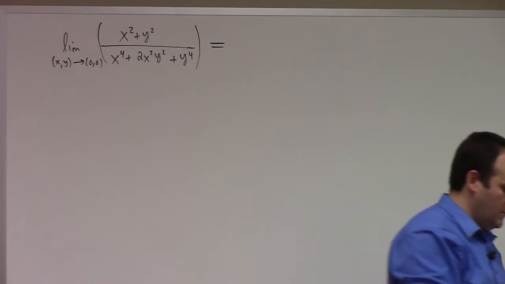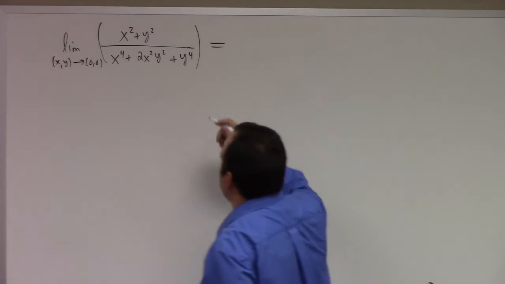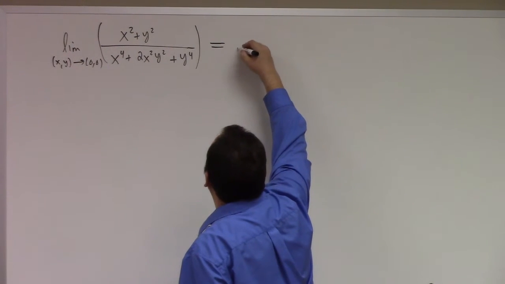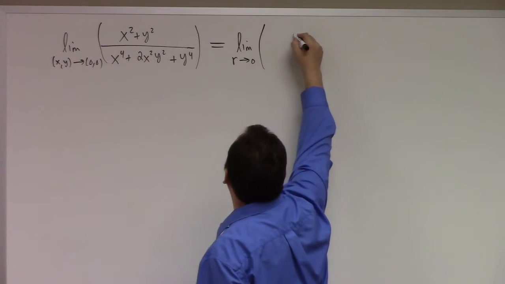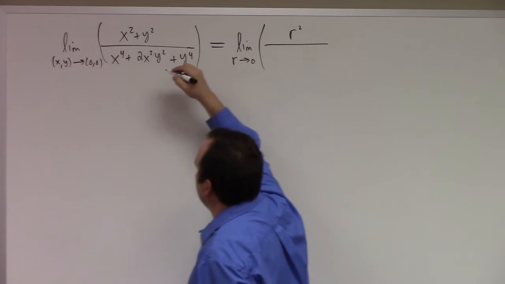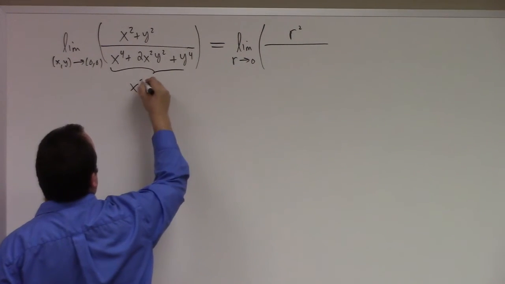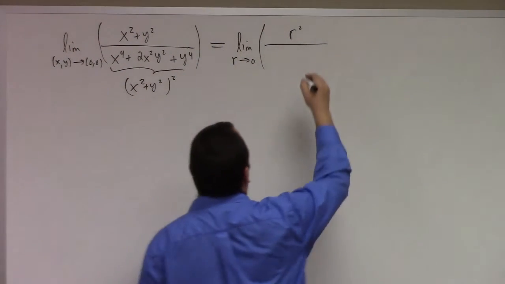My intuition is that this diverges because it's got quartic power in the denominator, only quadratic in the numerator. But I can give you a pretty strong plausibility argument for it using change of coordinates, right? So limit as r goes to 0, and let's see, that's what, r squared? And this is what? Let me just point this out. This is actually x squared plus y squared squared, isn't it? So this, in fact, is r to the 4th.